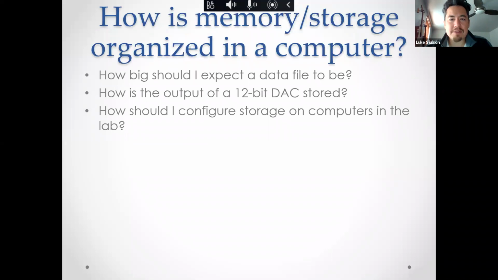All right, so how is memory and storage organized in a computer? What am I talking about next? Okay, yeah, so I don't have any slides for this or anything.